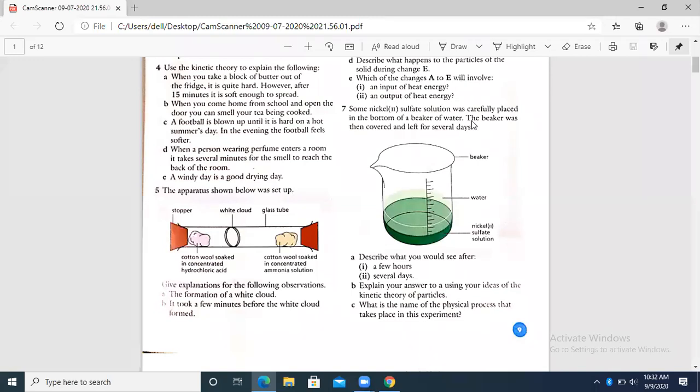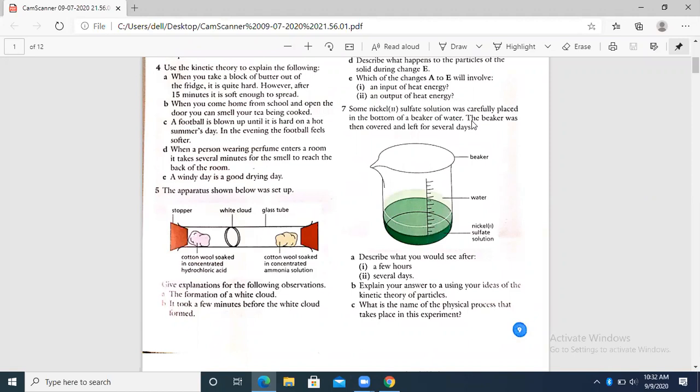Then Abdurrahman, question number C. What is the name of the physical process that takes place in this experiment? This mixing, there is a name for that. Do you know what it is? He muted himself. Diffusion. Okay, answer: diffusion, mixing together. That is called diffusion. So that's finished.